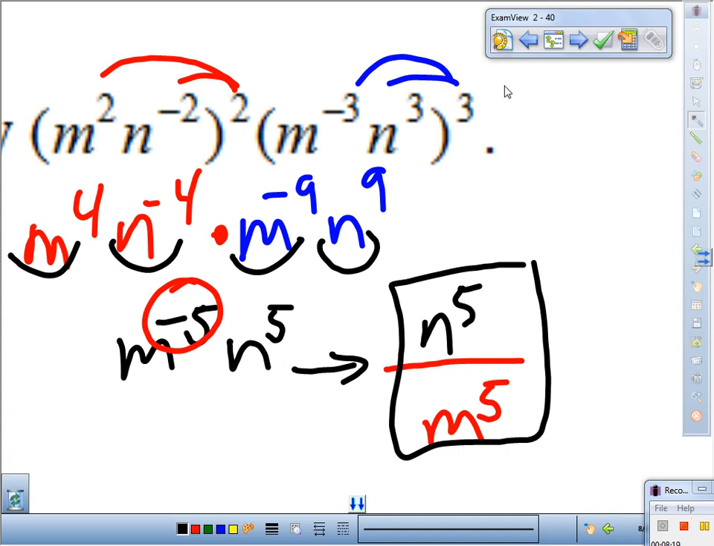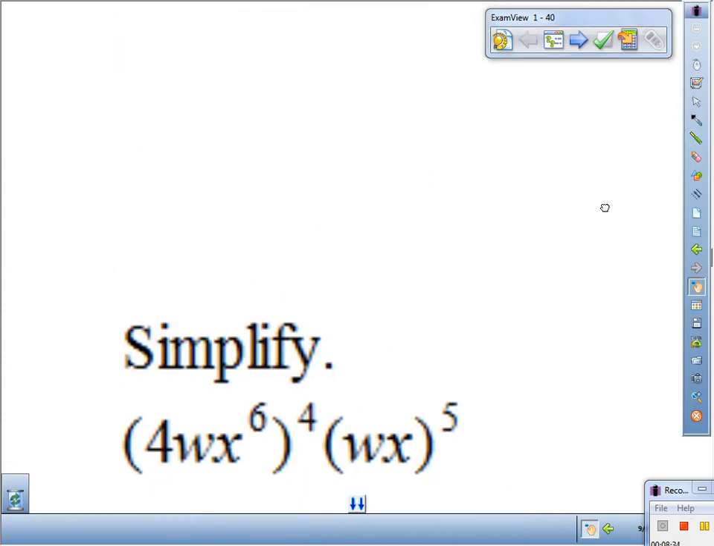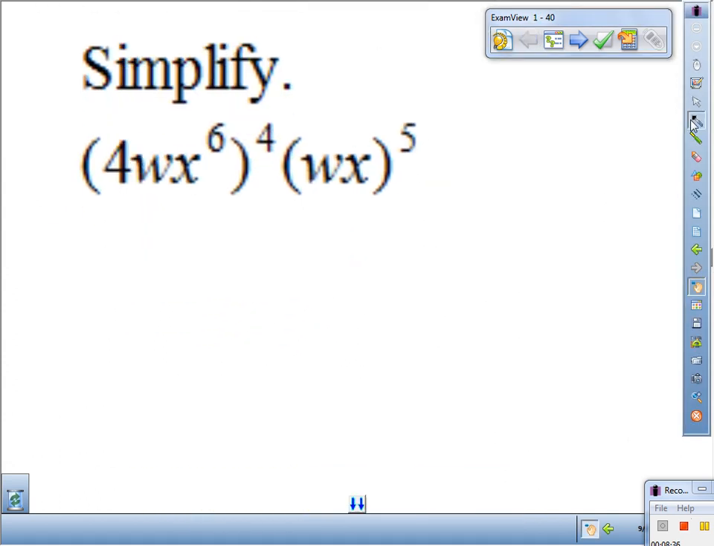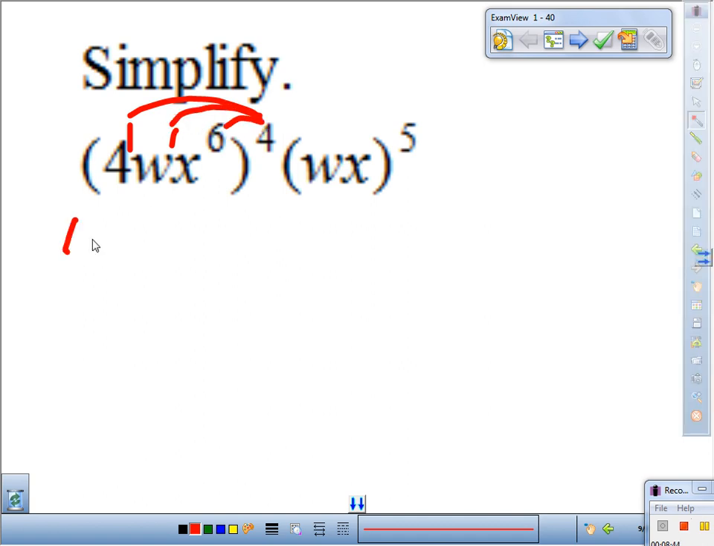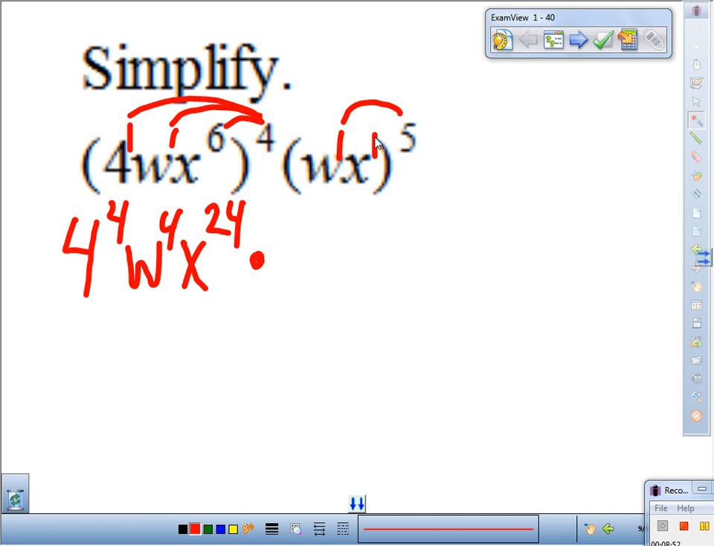And the last one of study guide B. Yay! Here we go. You put an exponent of 1, and let's distribute to here, and to here. 4 to the 4th, w to the 4th, and x to the 24th. Times, put a 1 here, distribute, w to the 5th, x to the 5th.